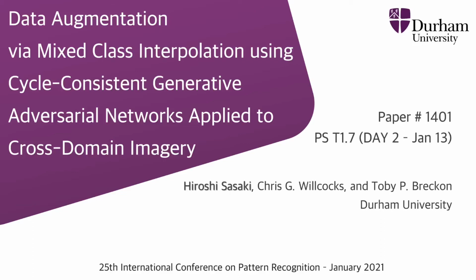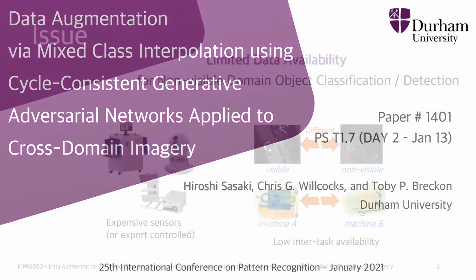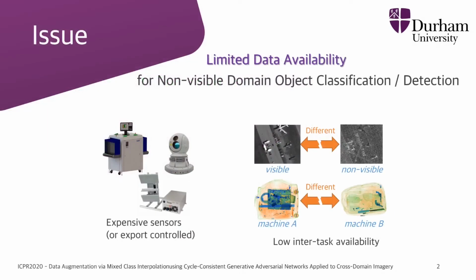This video introduces our work titled Data Augmentation via Mixed Class Interpolation using Cycle-Consistent Generative Adversarial Networks applied to cross-domain imagery. The motivation of our study comes from the issue of limited data availability of non-visible imagery. Non-visible imagery in this work is defined as out of visible spectrum images such as infrared images, SAR images, and X-ray images. Such images are generally captured by special sensors which are often quite large, heavy, and expensive. So it makes having a lot of such images more difficult.